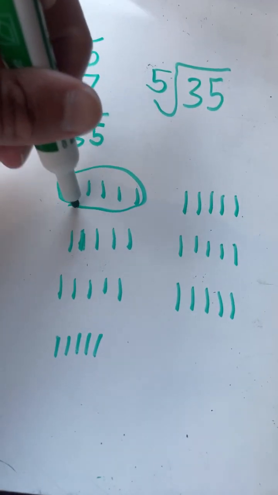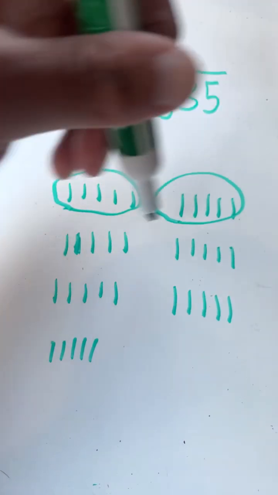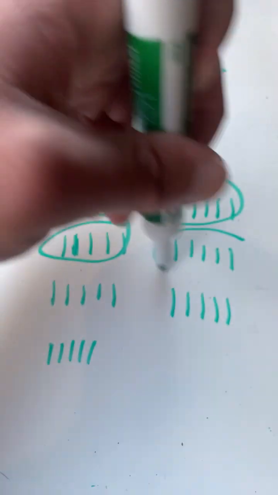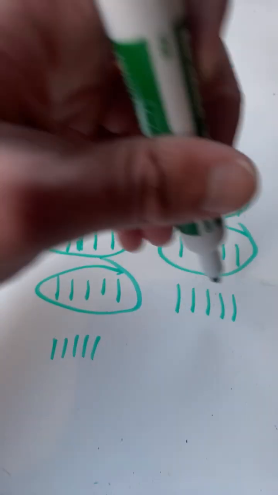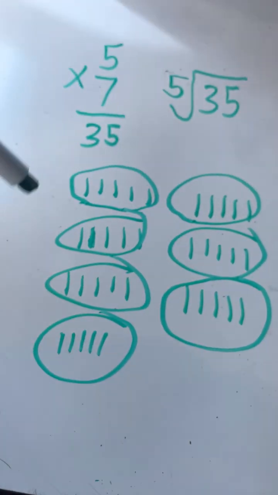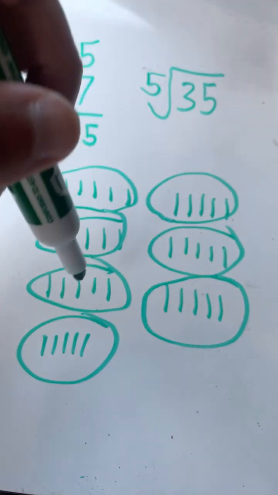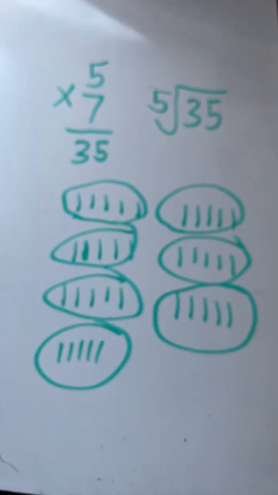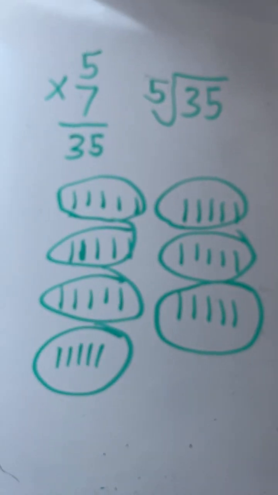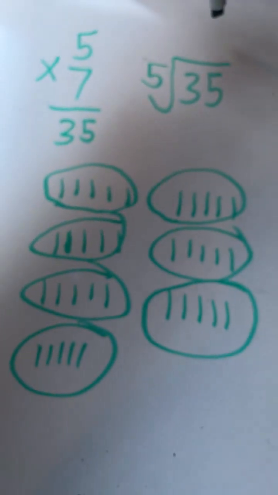So that's 1 group of 5. That's 2 groups of 5. 3 groups of 5. 4 groups of 5. 5 groups of 5. 6 groups of 5. 7 groups of 5. I count twice. 1, 2, 3, 4, 5, 6, 7. So 35 divided by 5 equals 7.